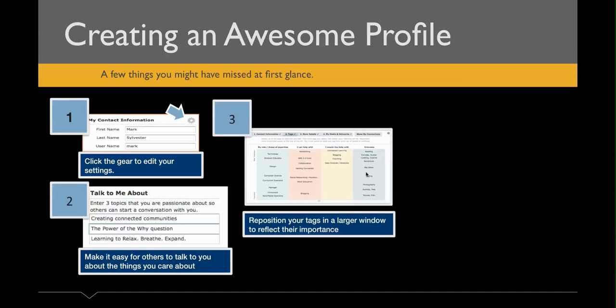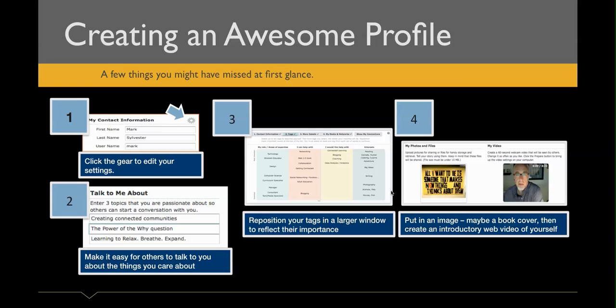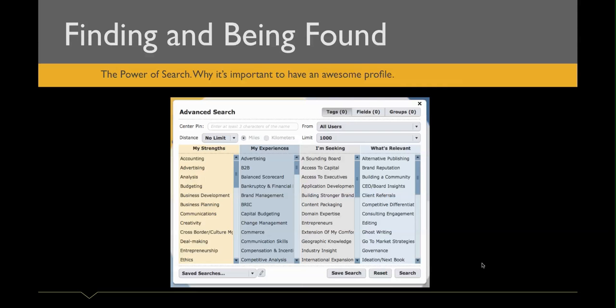The tags, notice you can really move these tags around, and this is really important. It's a subtle distinction here in terms of giving weight to the words. Again, it's going to really help make stronger matches. More words you pick, the better. You can pick up to 10 in each category. And then finally, you want to put in an image and create a little short video of yourself. This is going to help people get to know you and recognize you a little bit better.